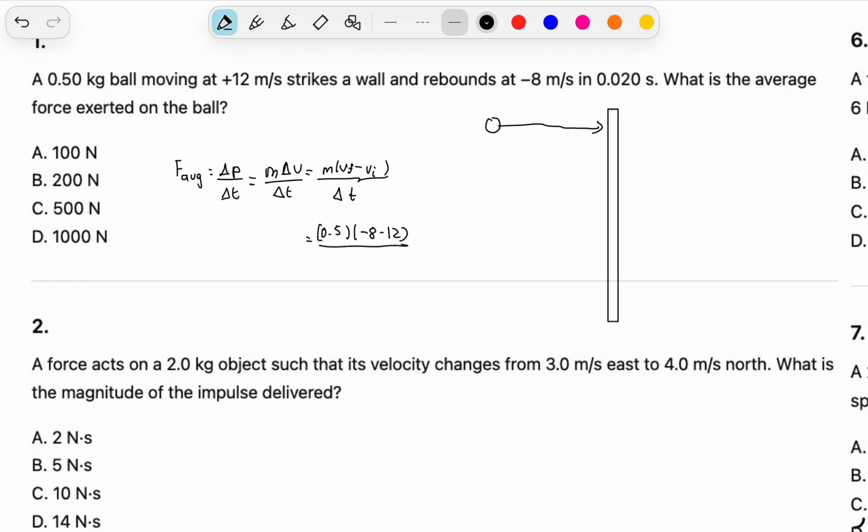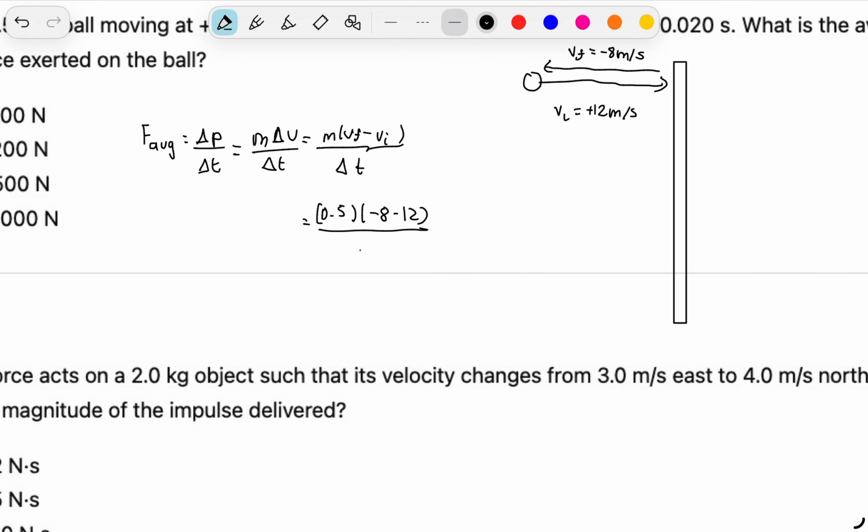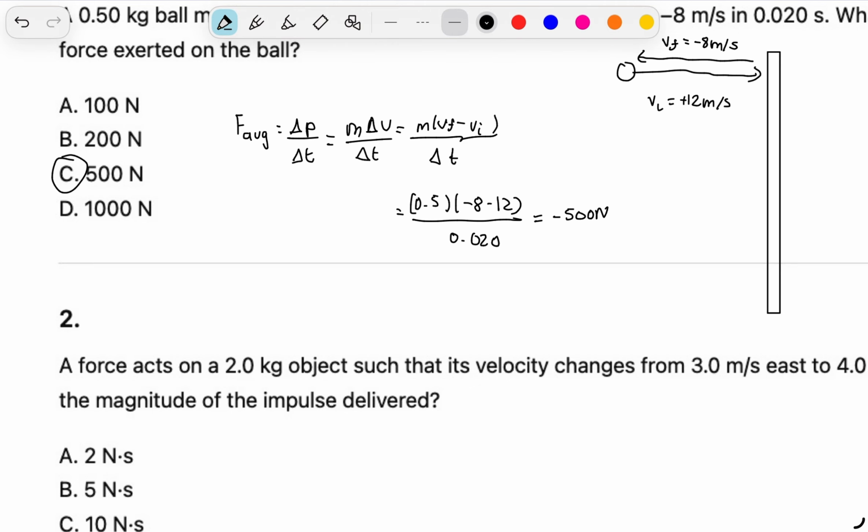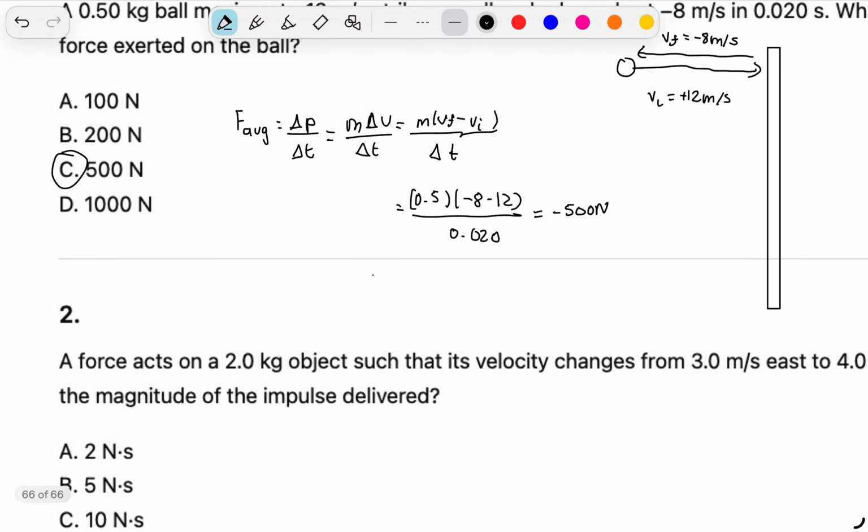So the ball initially is moving with 12 meters per second to the right, and then it rebounds at -8 meters per second after contacting the wall. So you would just plug these in, and your time interval is 0.020, and you would just get -500 newtons with a calculator. And we want our magnitude, so the magnitude of F average is just the number 500 newtons.